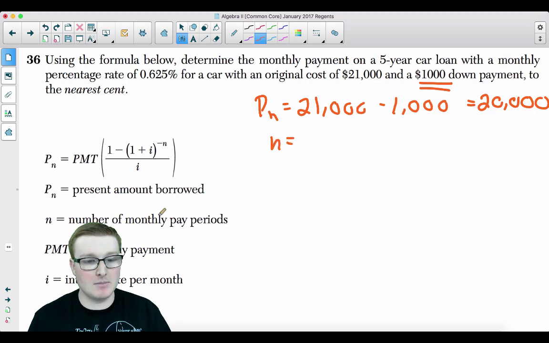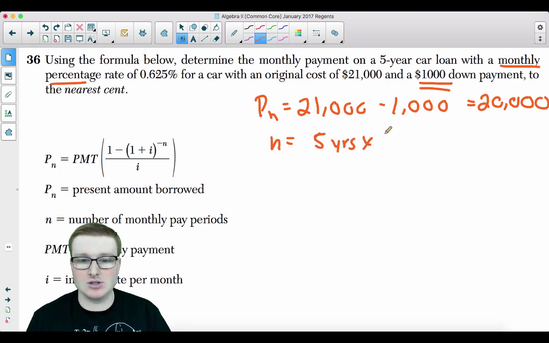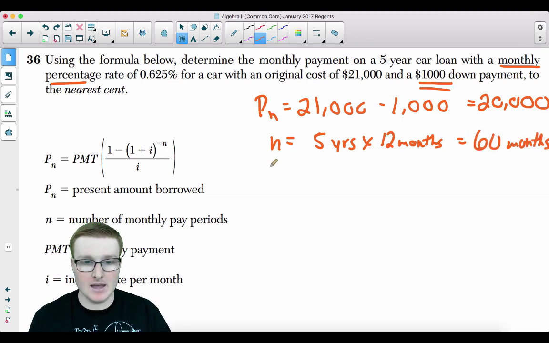So N, which is the number of monthly pay periods, let's see here. It's a 5-year car loan with a monthly percentage rate. So it says monthly percent. You need to make sure that your N is in months. So it's 5 years times 12 months in a year. That's equal to 60 months. That's your N value. Okay?